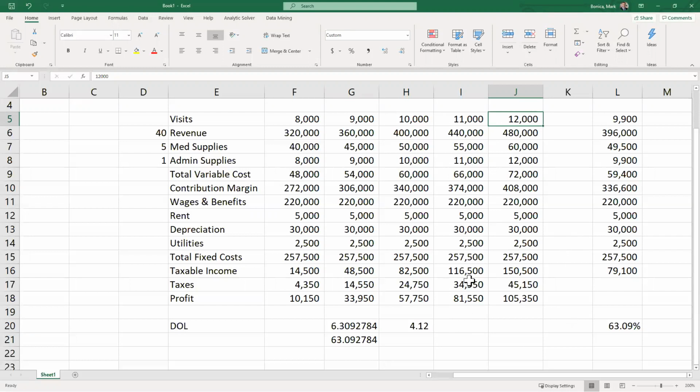So if we move to the right, if we recalculate it again, we just take this and keep going, we'll see a smaller and smaller DOL. So these are all the DOLs, right? And if we go to the left, we see an even more sensitive one. And it's really because, again, it's based on a ratio of our contribution margin to our pre-tax income. And so you can see how big that ratio is down here at a small volume, and how much smaller that ratio is at a large volume.